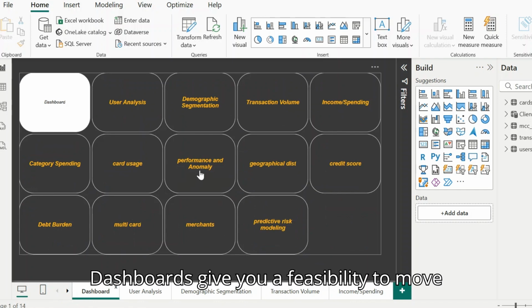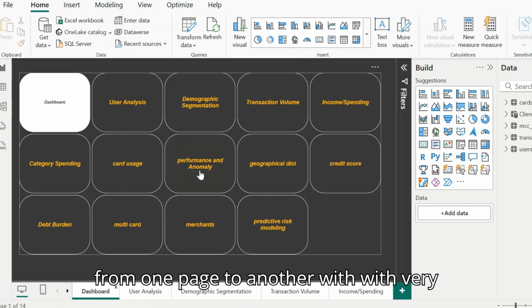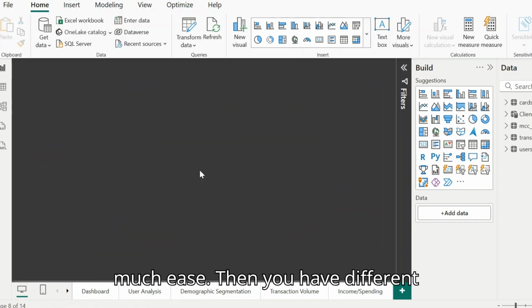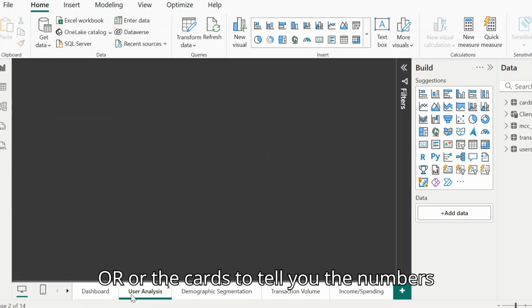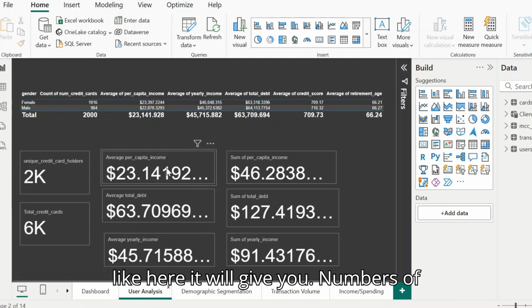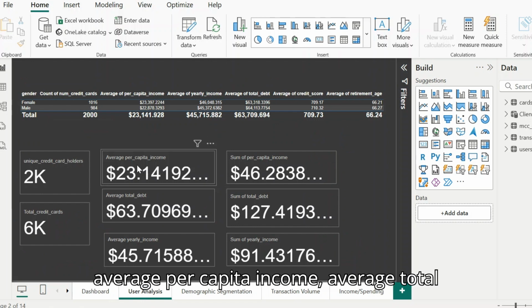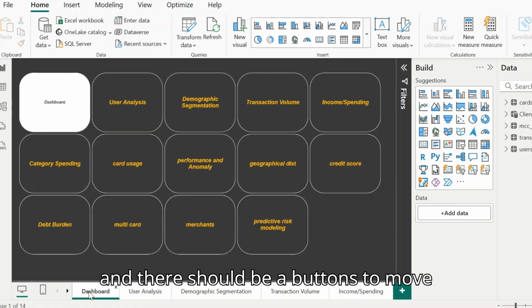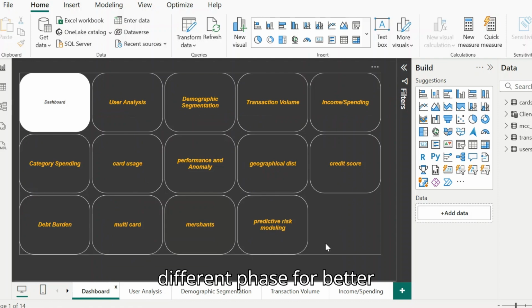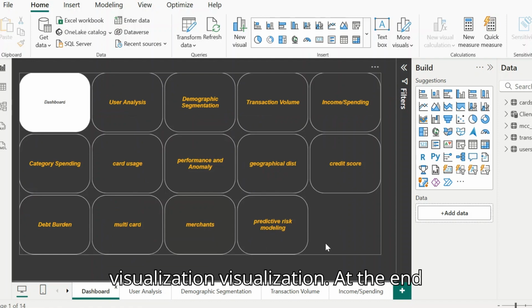Dashboards give you the feasibility to move from one page to another with ease. Then you have different aspects like buttons, or the cards to tell you the numbers. Like here it will give you numbers of average per capita income and average total debt. These are cards, and there should be buttons to move from one page to another. You can use different ways for better visualization.